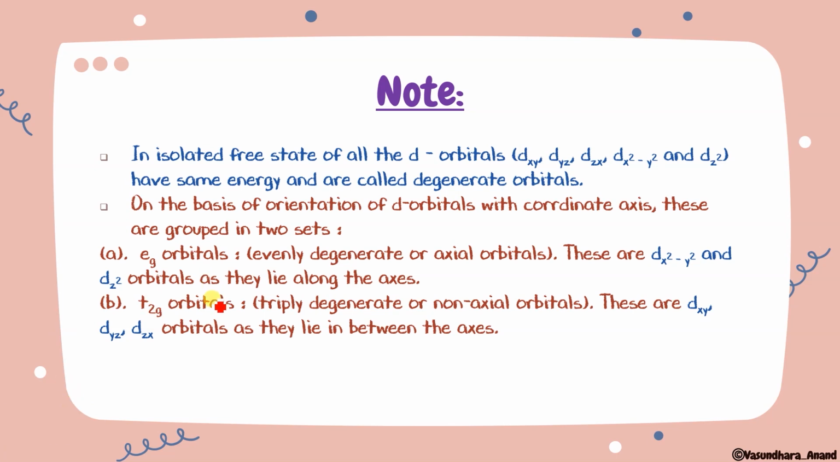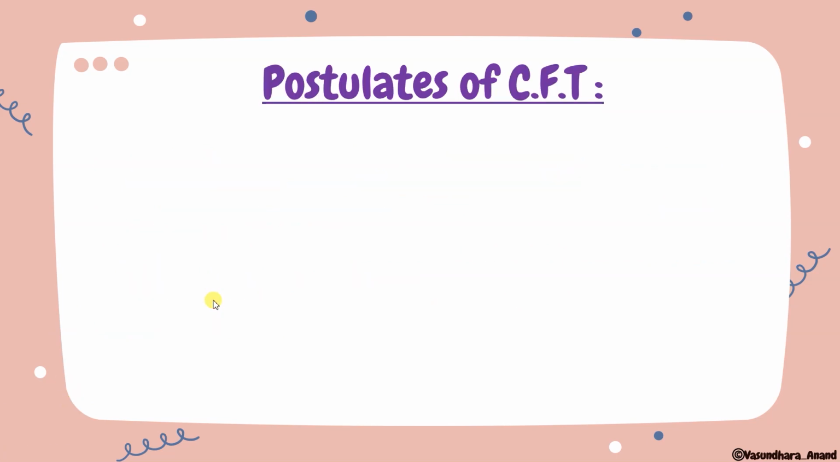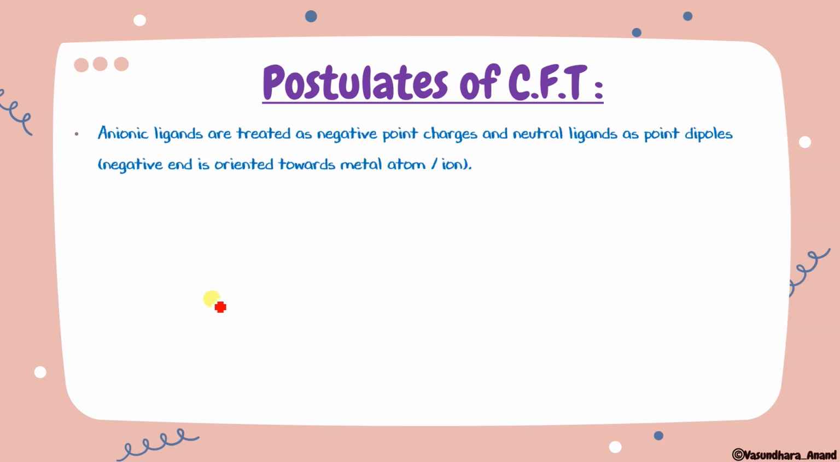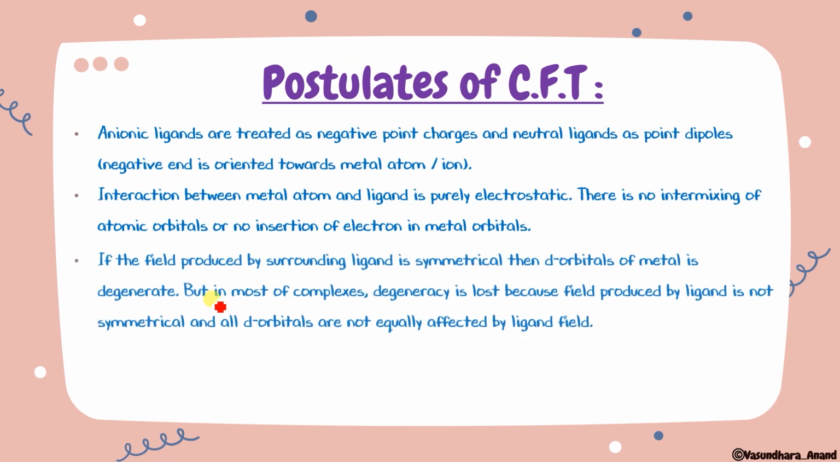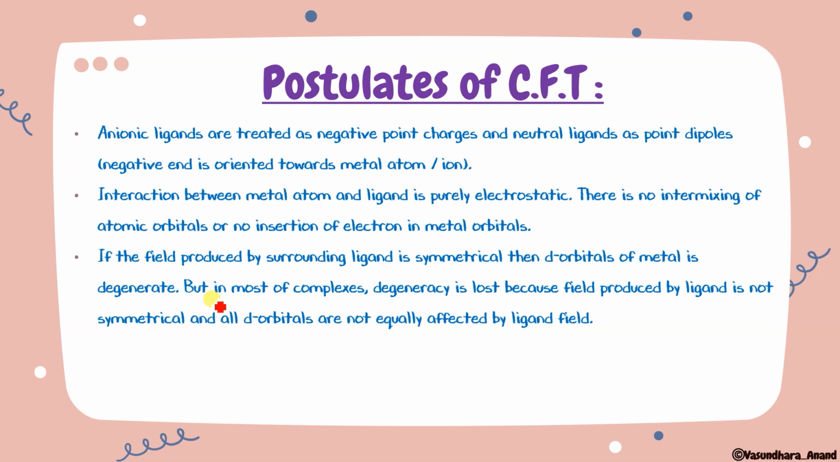Now the next thing is the postulates of CFT. Anionic ligands are treated as negative point charges and neutral ligands as point dipoles. The negative end is oriented towards the metal ion or atom. Because it has an extra electron, it forms a coordinate bond with the metal, so that's why it is always pointed towards the metal atom.